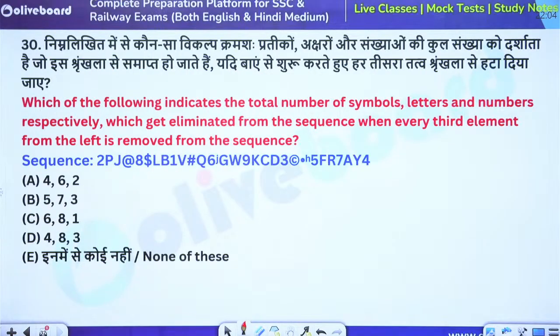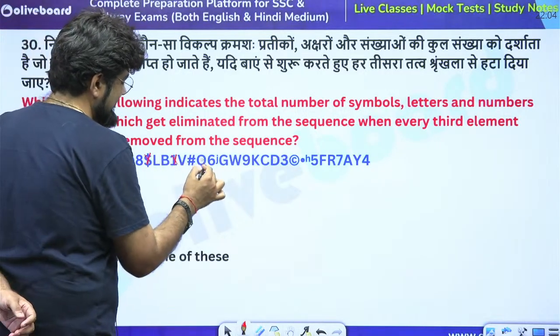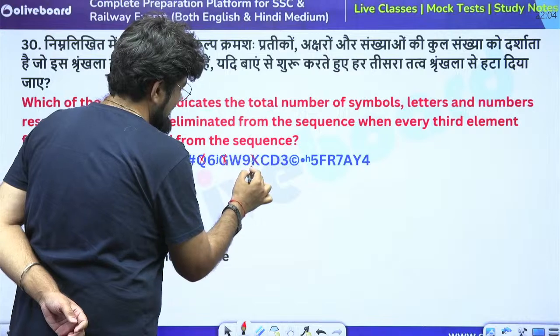Question number 30. Last question. Oh, this is the same question, same sequence only. Thankfully, the sequence is given in this slide. So, if every third element from the left is removed from the sequence, so 1, 2, 3, 3, 3, 3. Similar, not the same, right?